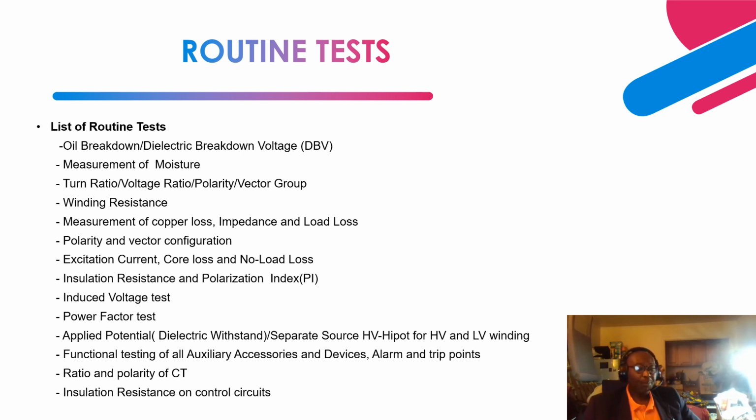Next is the ratio and polarity of the current transformer, right? As I indicated, you have CTs that are located below the flange of the bushing. So you perform testing of the ratio and the polarity of the CT. The polarity is very important, especially to check the integrity of the CT in terms of the direction of the current flow, especially for the differential protection of the power transformer. Another testing that you perform is insulation resistance on control circuits. This testing is performed at 250 volts. That is a very low voltage.